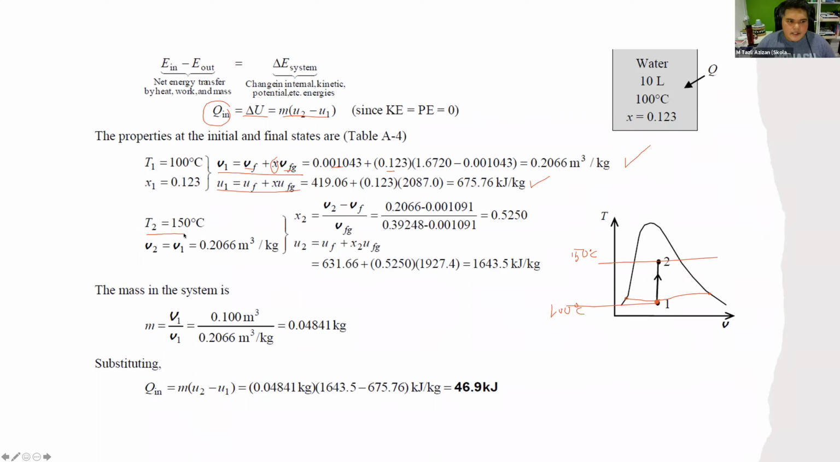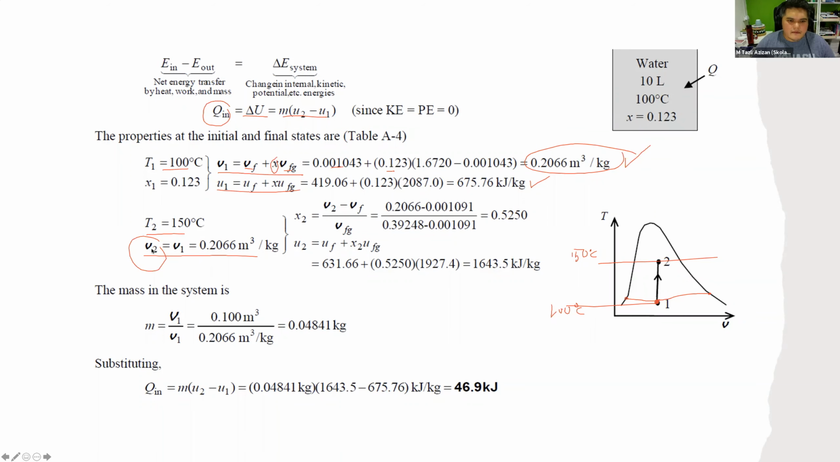So now the temperature is actually becoming 150. And we know one thing, that it is a rigid tank, so the specific volume should not change. Once we obtain the specific volume at 100 degrees Celsius, we can make it equal to v2, which is 0.2066, the same because it is a rigid tank.